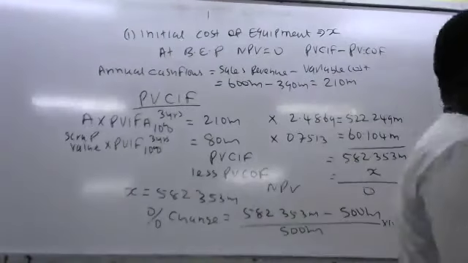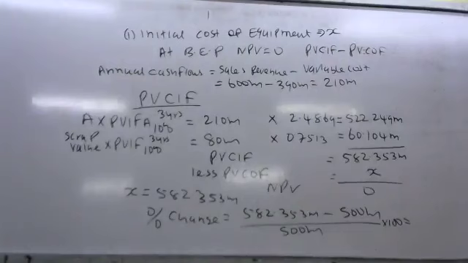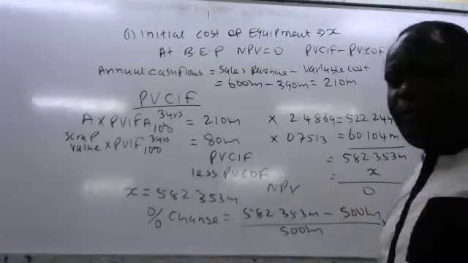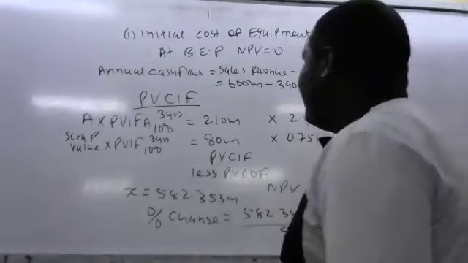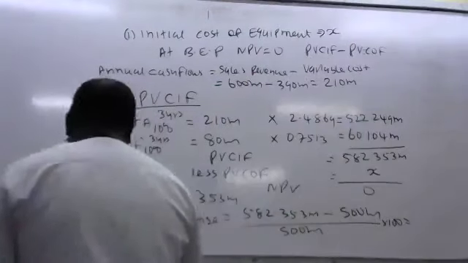So that is now our Roman letter 1. We now go to Roman letter 2. Which item was Roman letter 2?